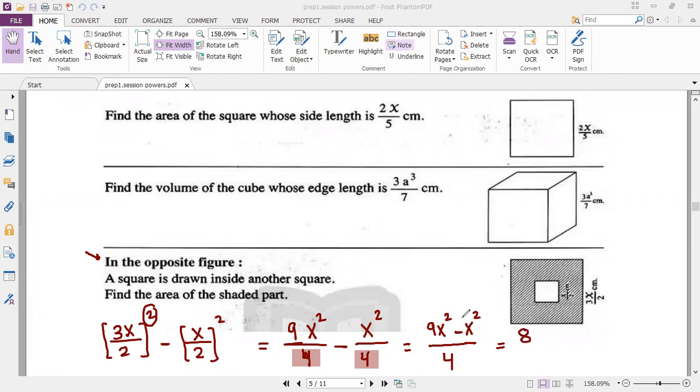9x squared minus x squared, minus 1x squared. 9 minus 1 is 8. So it's 8x to the power of 2 over 4. We can simplify. 8 divided by 4 equals 2. So it's 2x to the power of 2. I simplified: divided by 4 is 1, and divided by 4 is 2. That's it.